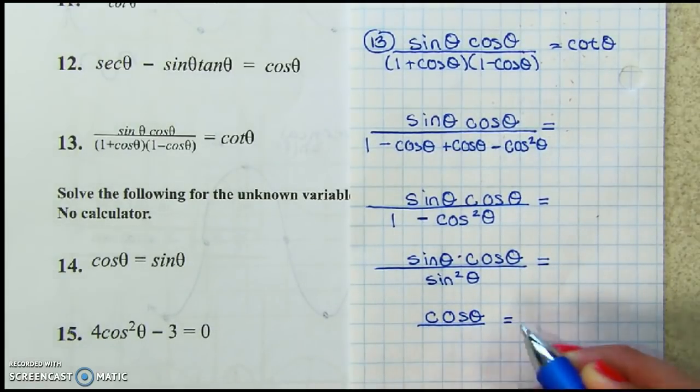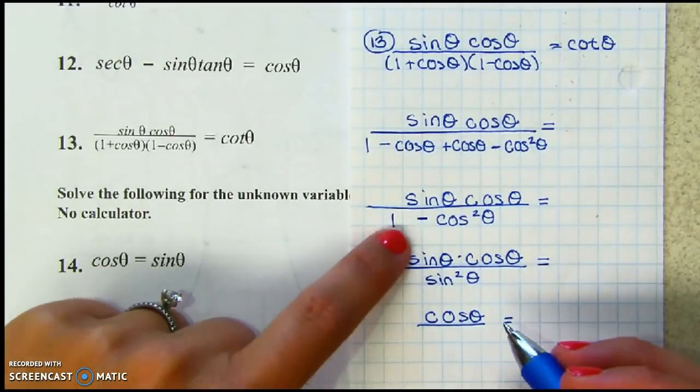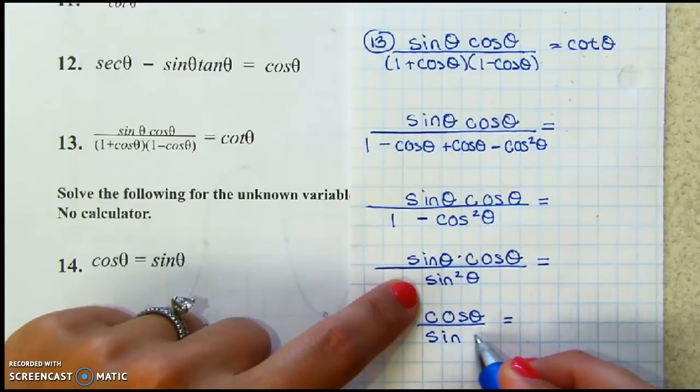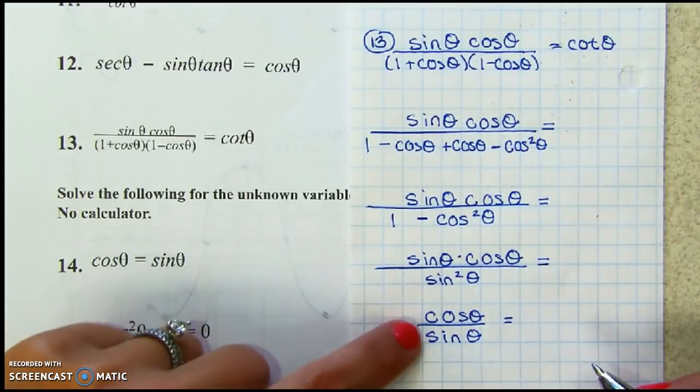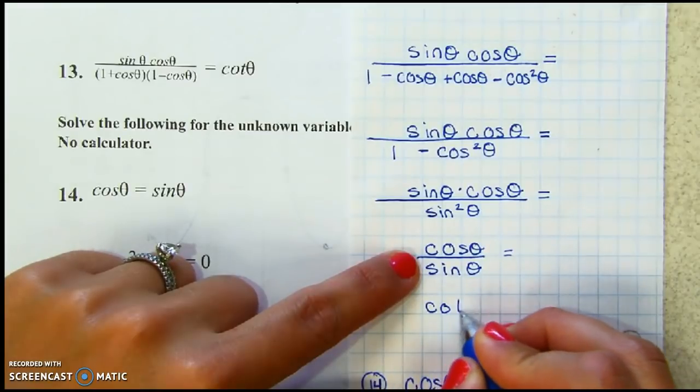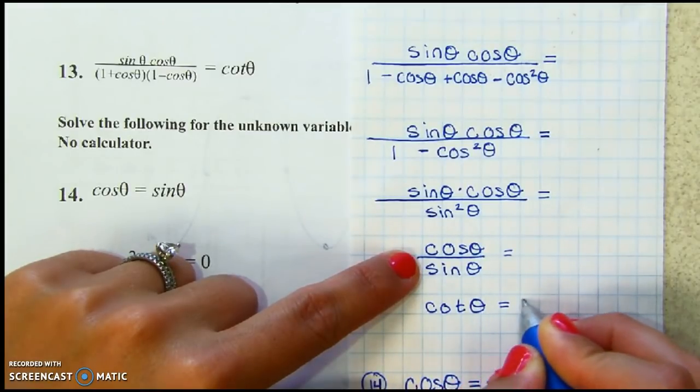Okay, so what happens here? We have sine over sine squared. One of the sines cancels, but since this is sine squared, there's a sine in the denominator. Cosine over sine, what's cosine over sine? Sine over cosine is tangent, so cosine over sine must be cotangent. Is that what we were trying to find?